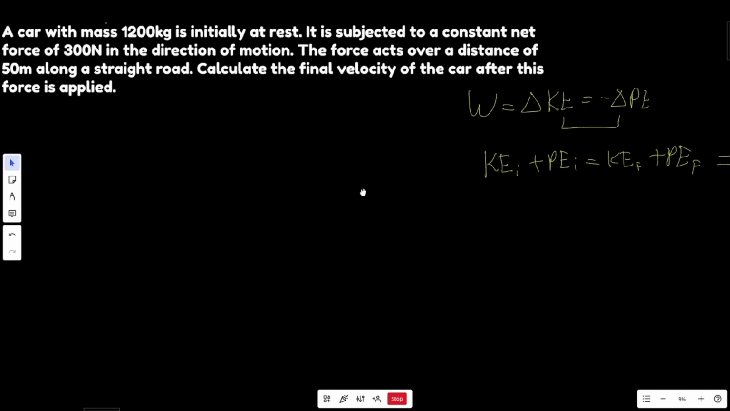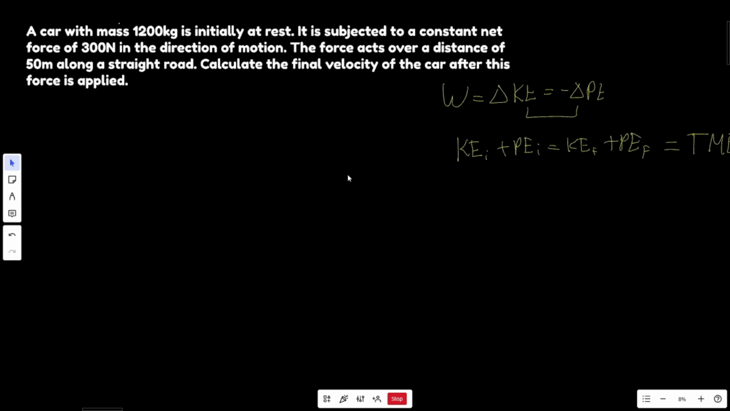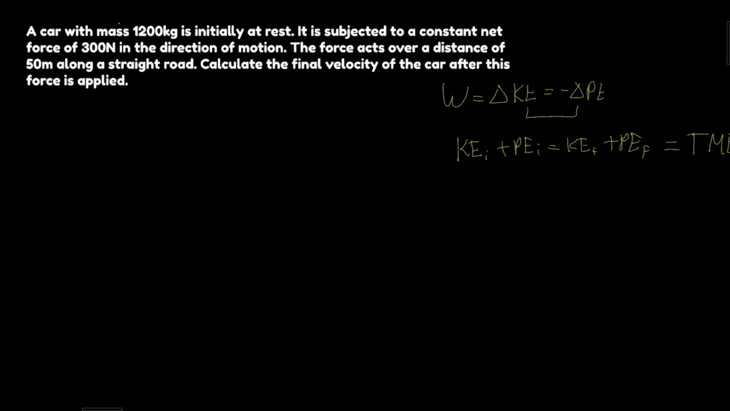Okay, so a car with mass 1200 kilograms is initially at rest, and it is subjected to a constant net force of 300 newtons in the direction of motion. The force acts over a distance of 50 meters along a straight road. Calculate the final velocity of the car after this force is applied.